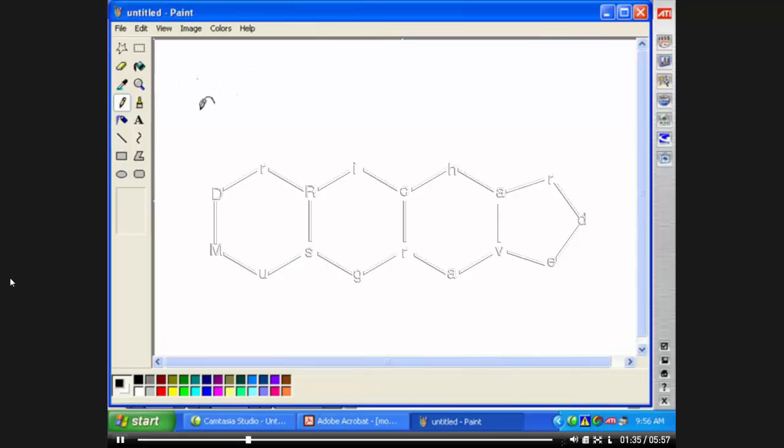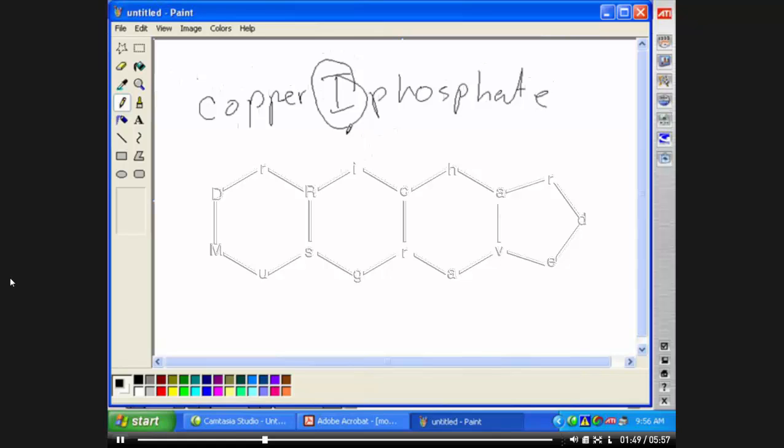Alright, let's see, copper(I) phosphate. Alright, so we know from what we learned earlier that the I here refers to a 1+ charge on the copper. It doesn't mean there's only 1 copper. It means there's a 1+ charge on the copper. So we've got Cu+. You've got to figure out phosphate.